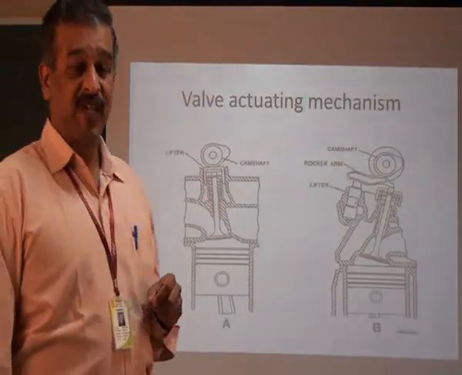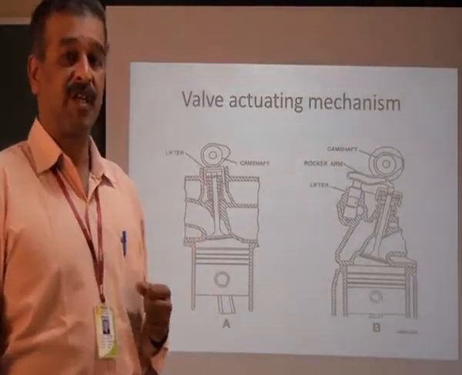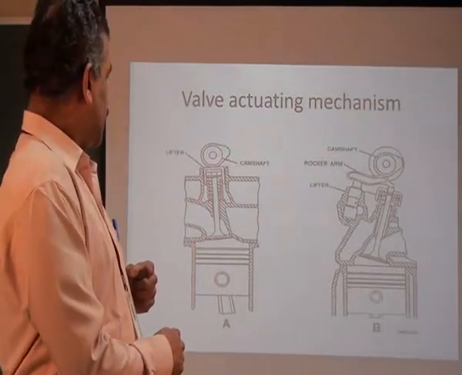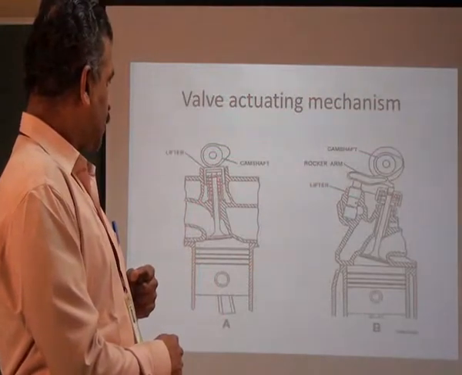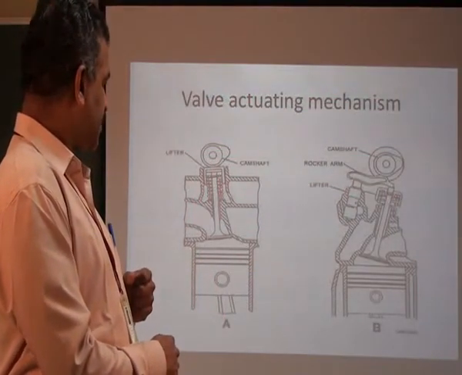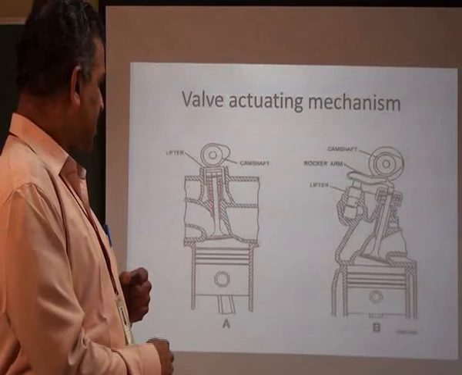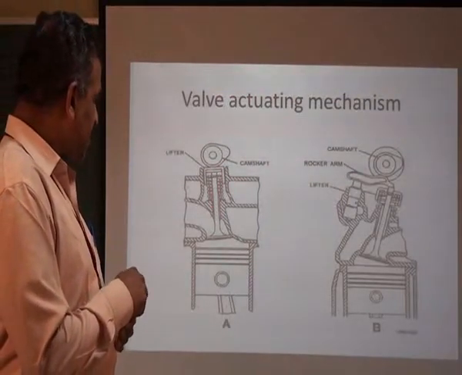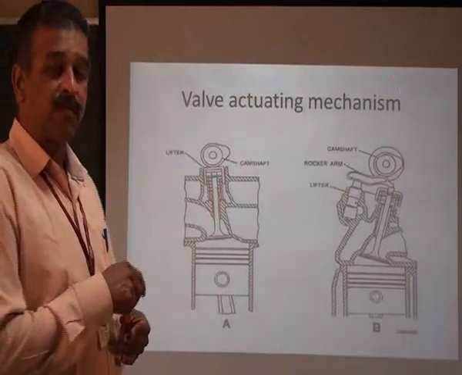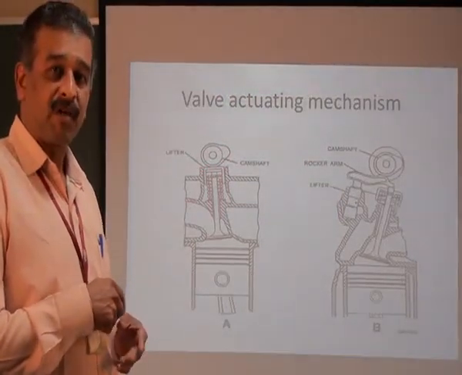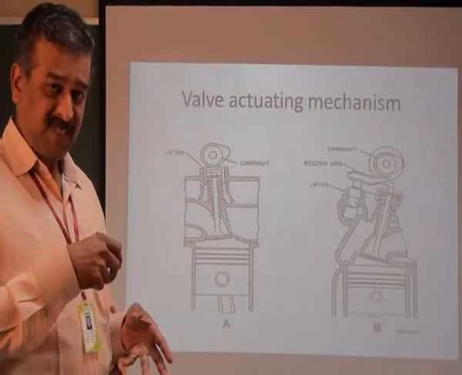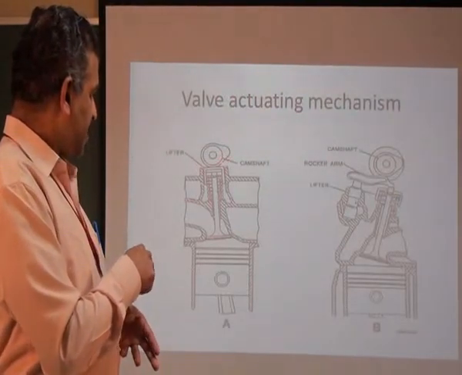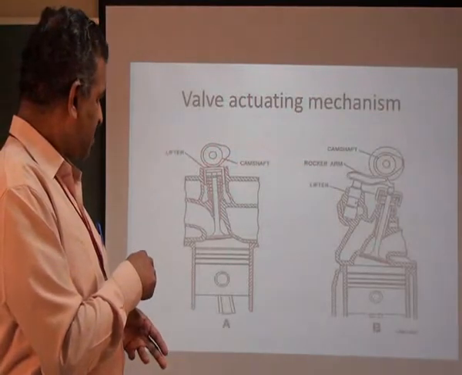And valve actuating mechanism. How the valves are being actuated. Here you can see, I told about different components: guide, spring, lock, everything. It is in closed condition. Now, this camshaft will be always rotating by the power got from the crankshaft. And this camshaft will be rotating. When it is rotating, this is in closed condition.